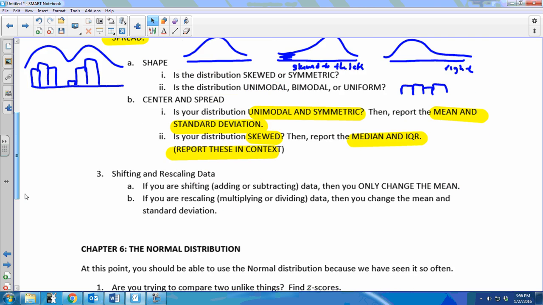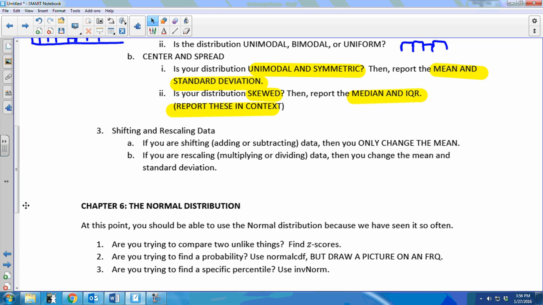Also in chapter 4 and 5, what happens when you're shifting and rescaling data? If you're shifting data, it means you're adding or subtracting. So they're going to say, oh, we're going to add 7 to every single data point. And they're going to ask you what happens to the mean and standard deviation, or the median and IQR. Well, if you're shifting, then you only change the median and the mean. Right? If you're shifting something, that means you're moving it up or down the number line, so the shape stays the exact same, so it means the spread doesn't change, but the center does. So if you're adding or subtracting, you only change the mean and the median.